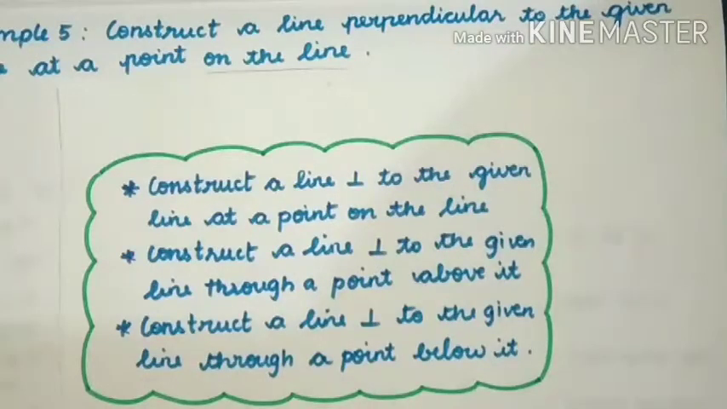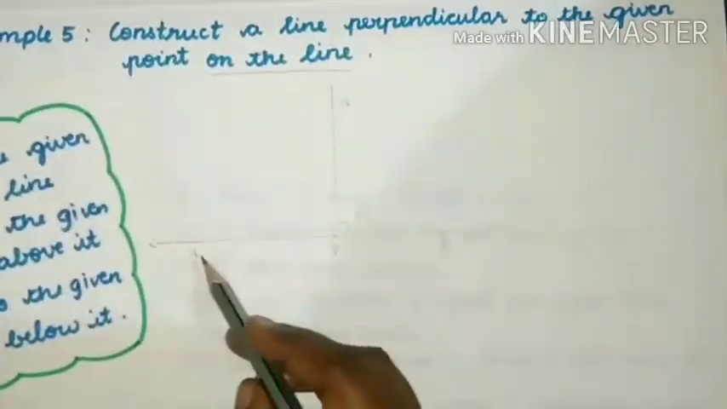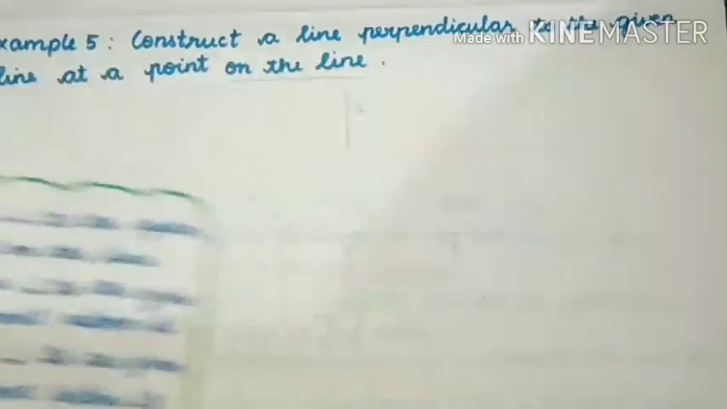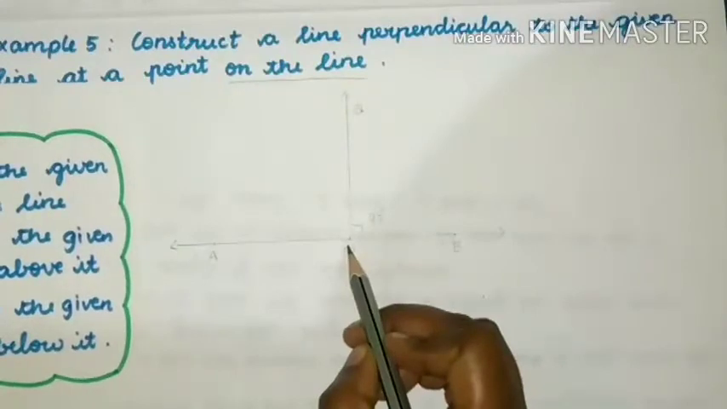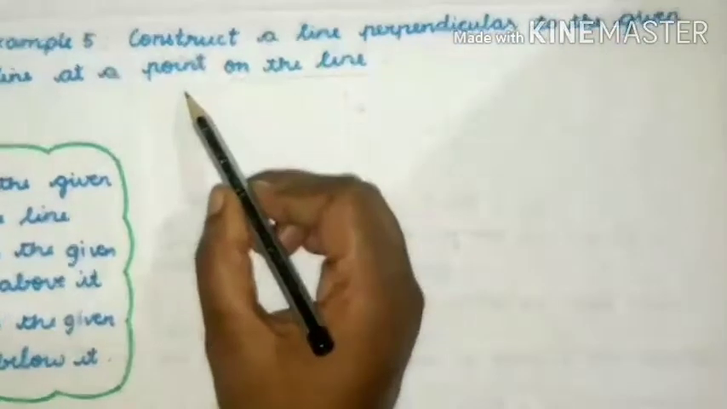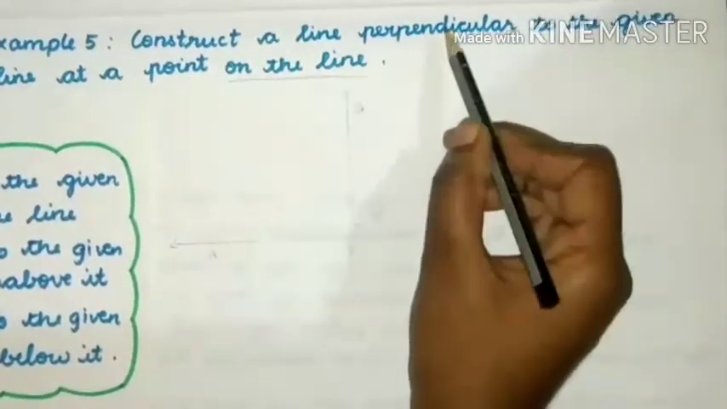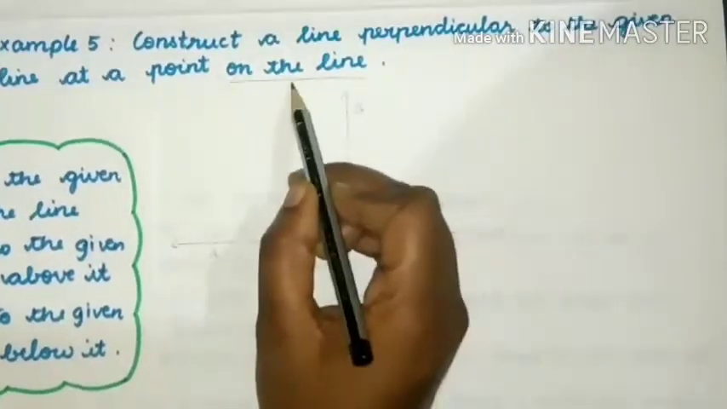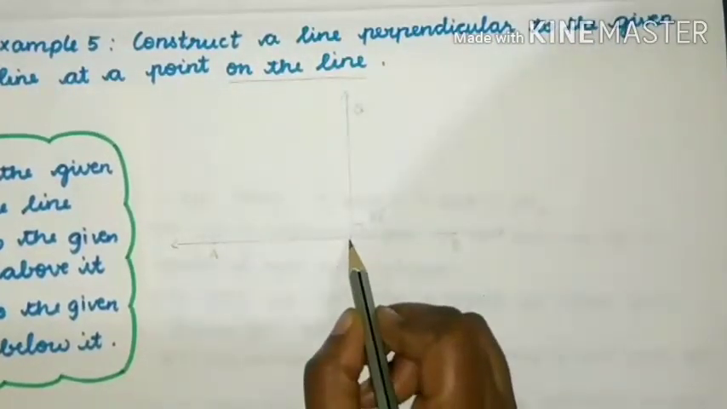Students, and one more thing you have to know, listen carefully. In the question they may ask you like this: Construct a line perpendicular to the given line at a point on the line. On the line means you have to mark any point anywhere on the line. In this, we mark point P on the line because the question says to construct a line perpendicular to the given line at a point on the line. So, we mark P on the line.